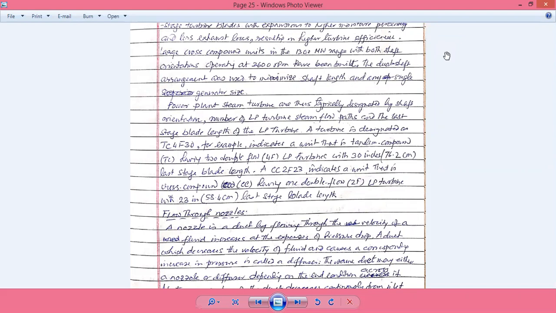A nozzle is not a blade or a wheel or anything like this. It is nothing but a duct. Duct means a vessel or a passage which is used for transferring vapor at high heat, high temperature and high pressure, and during the process of transferring, the pressure is reduced and the velocity of the fluid at the outlet is increased.